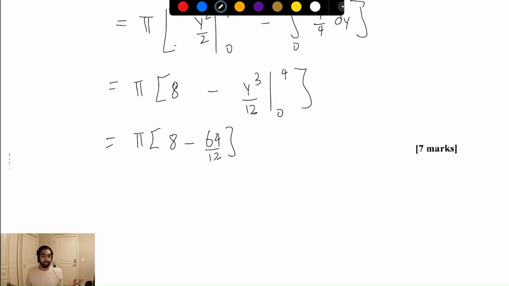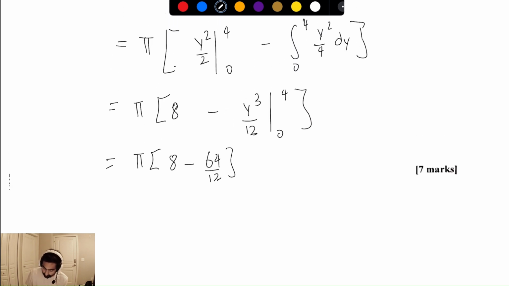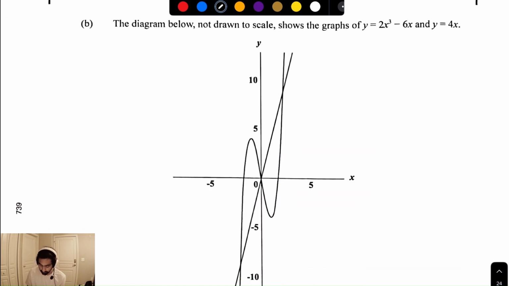Okay, and you can just put it in your calculator at this point. Whatever answer it is, right? Okay, but that's how you find the volume.